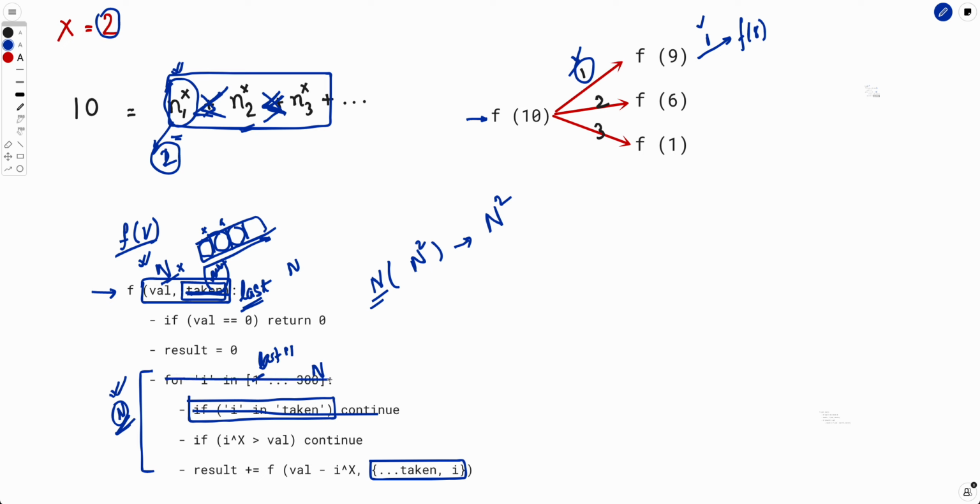Now what are we doing inside this for loop? Let's say you have picked n1 already, and you got some last. Now inside this for loop, you are trying to finalize what could be n2, right? That's what you're doing.